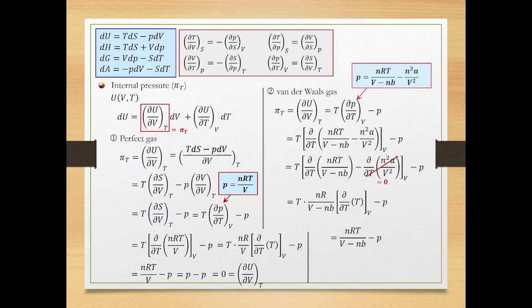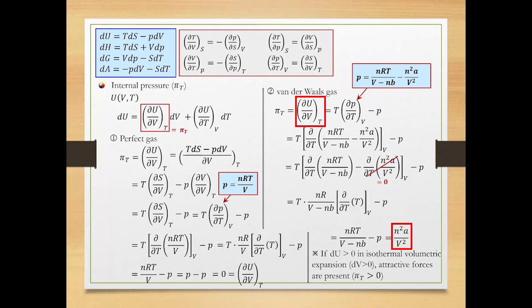Plug in P of the modified van der Waals equation, which leads to n squared a over V squared. Be aware that n, a, and V are all positive, which makes the internal pressure of van der Waals gas positive. The volumetric expansion of van der Waals gas makes dV positive at constant temperature. Consequently, in order for the internal pressure to be positive, the dU should be positive. This implies the presence of intermolecular attractive forces of the van der Waals gas.